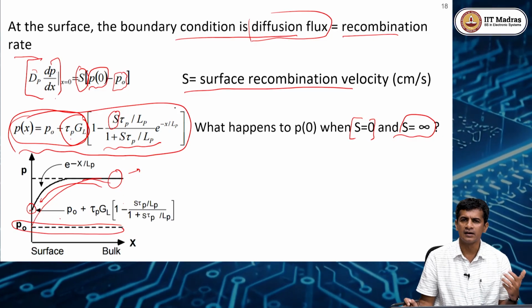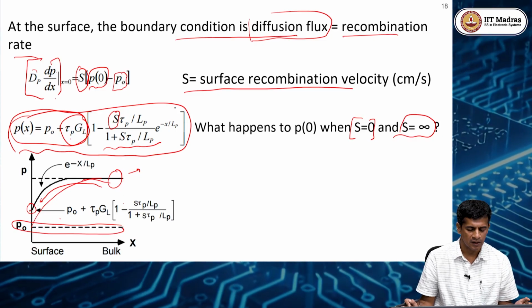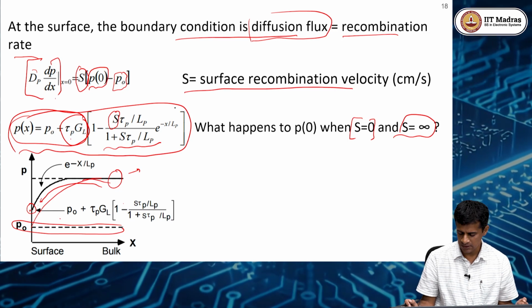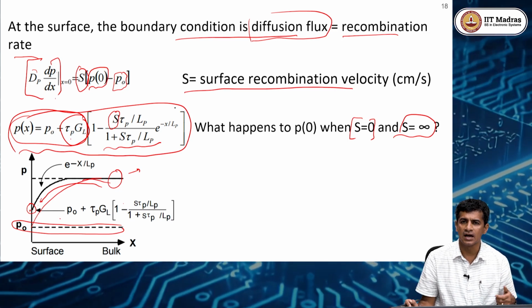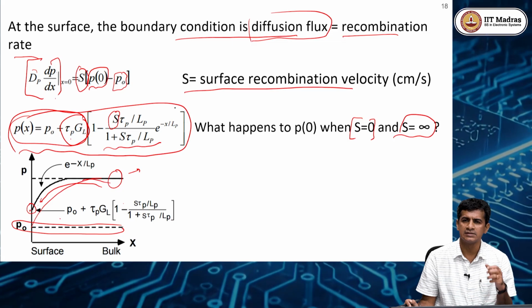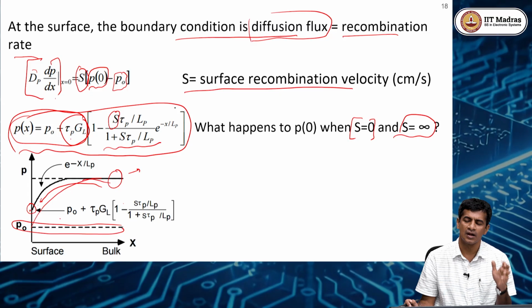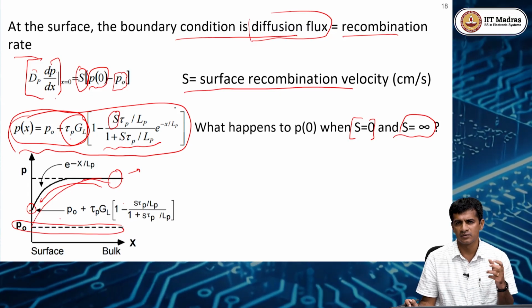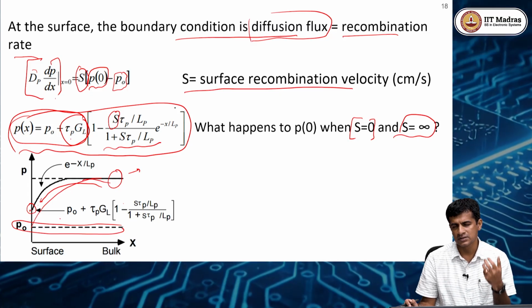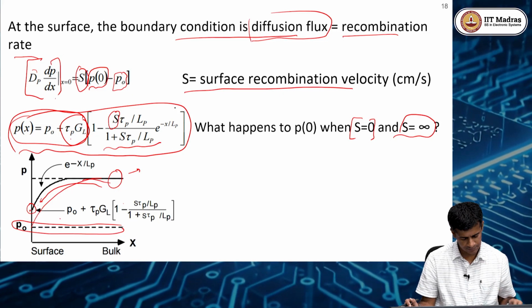So now we are very much equipped to understand semiconductor devices. In the next class, we will start with the semiconductor devices, the simplest of the simplest, which historically also came first: diodes. We are going to start with the PN junction diodes.